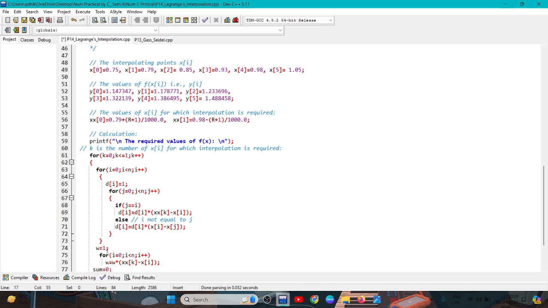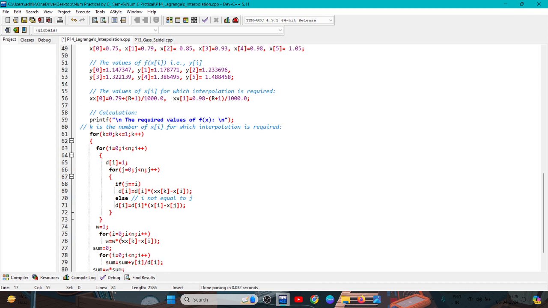Now w equals 1 as the initial value, and for i equal to 0, i less than n, i plus plus, w equals w times xx_k minus xi. So the initial value w equals 1, and the new value of w is 1 times xx_k minus xx0.